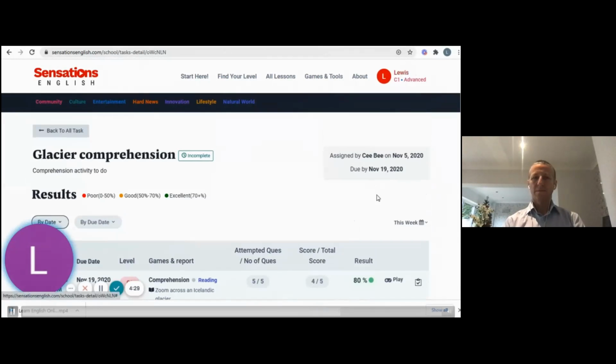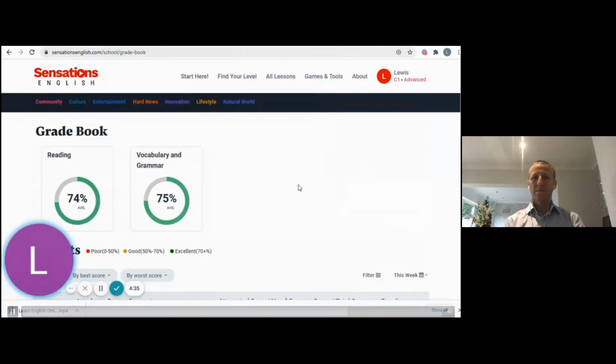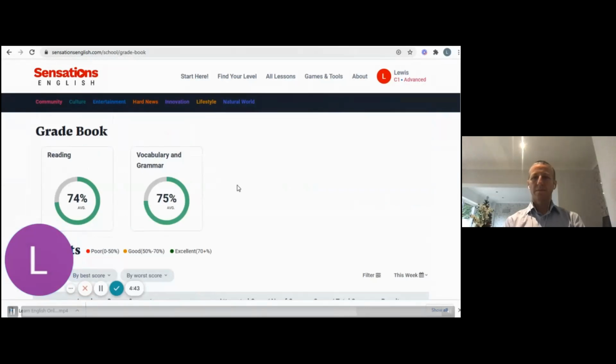And now I can look at my gradebook. I'm going back to my profile, and I can look at my gradebook, which measures my progress in all of the different tests I have taken. So I've done quite a few reading and comprehension tests, and I'm averaging 75% on vocab and grammar, 74% on reading. Not too bad. Could do better, I hope.